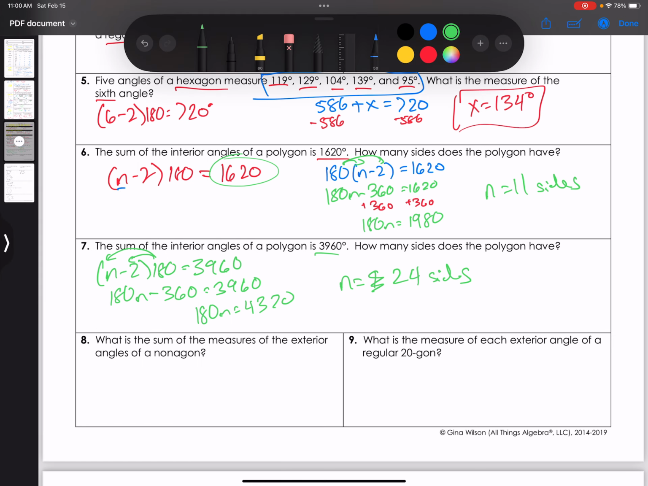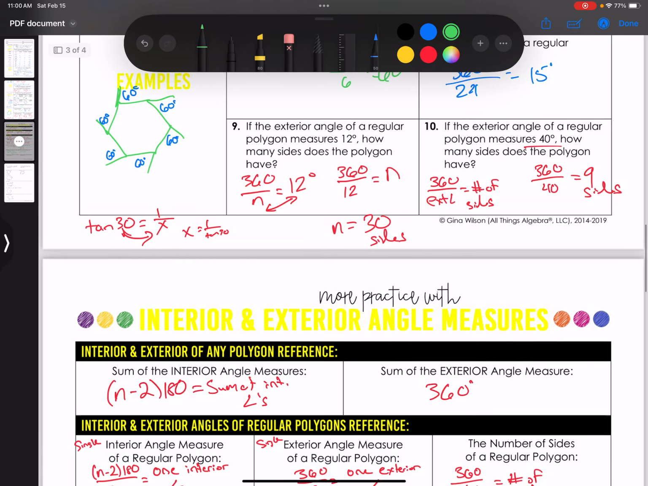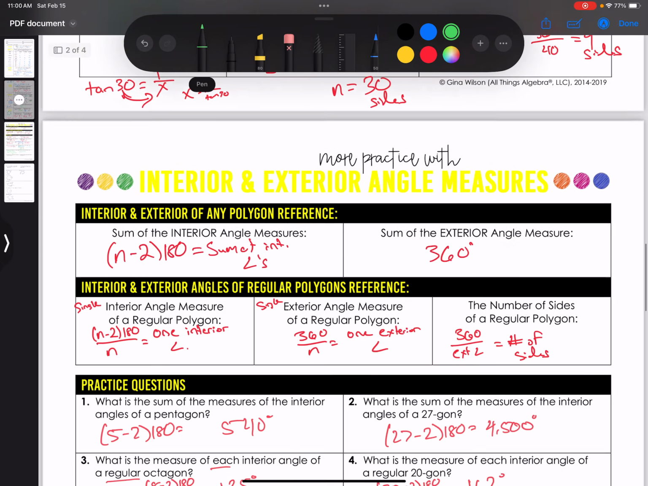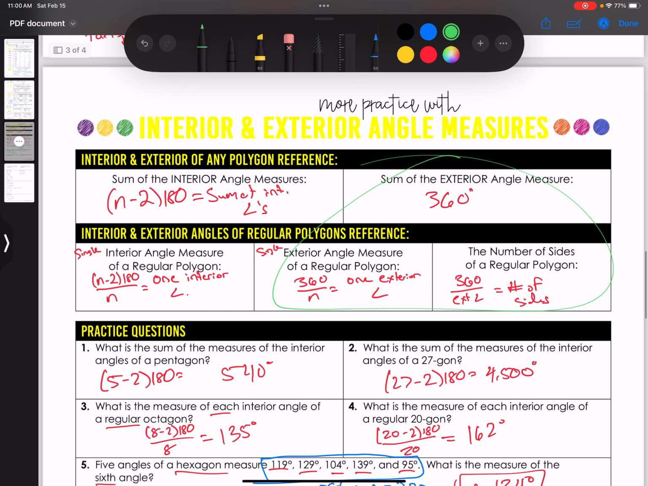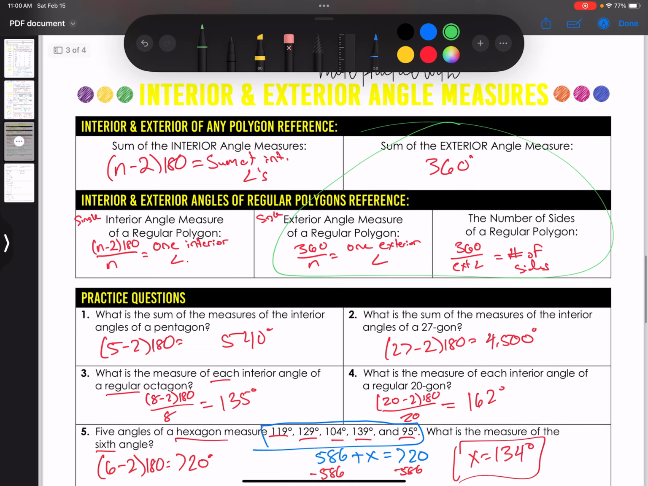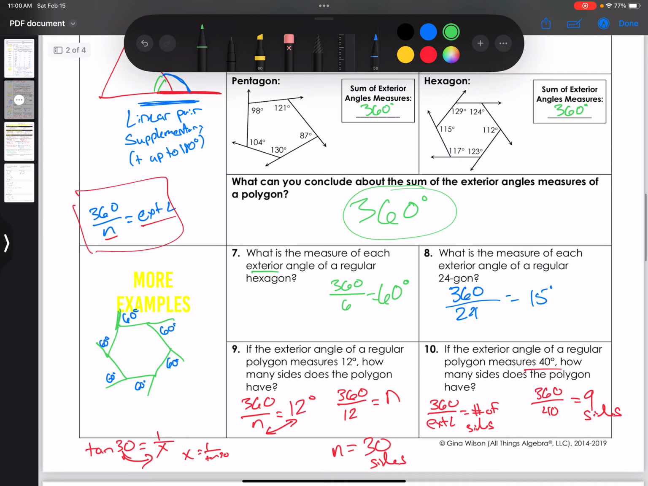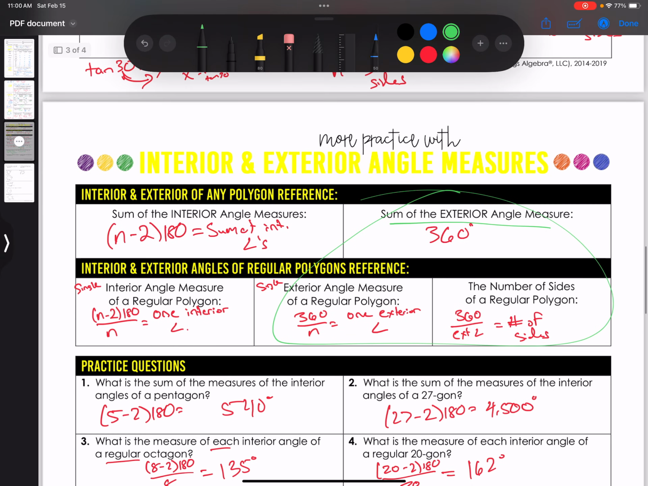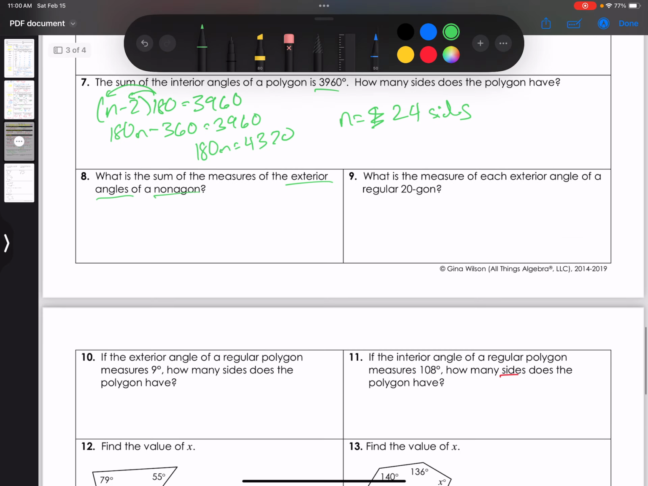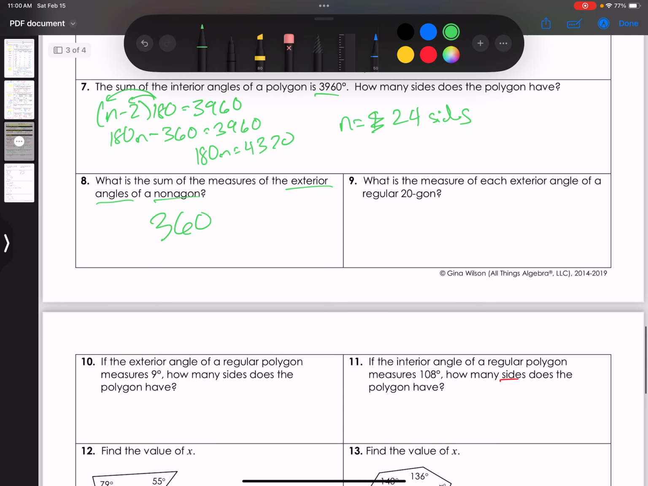All right, so let's look at this next one. Number 8 says, what is the sum of the measures of the exterior angles of a nonagon? Exterior means we're on the outside, so we're using this side. These are all my exterior angles, and I just want to know the sum of the exterior angles. So up here, where's that formula? The sum of the exterior angles, that is my trick question, is just 360. It said, what about a nonagon? Doesn't matter what shape it is, it's 360 degrees.